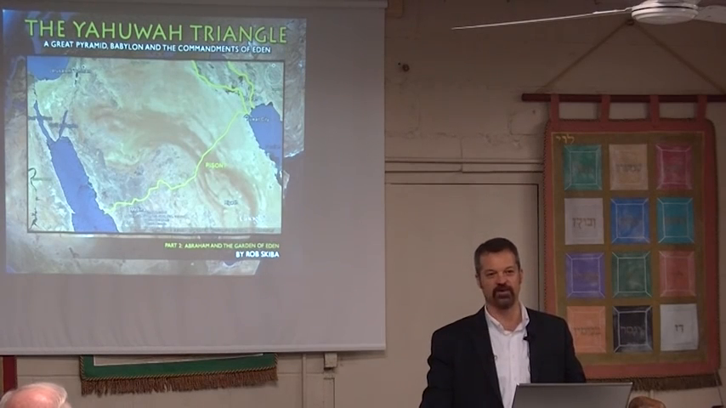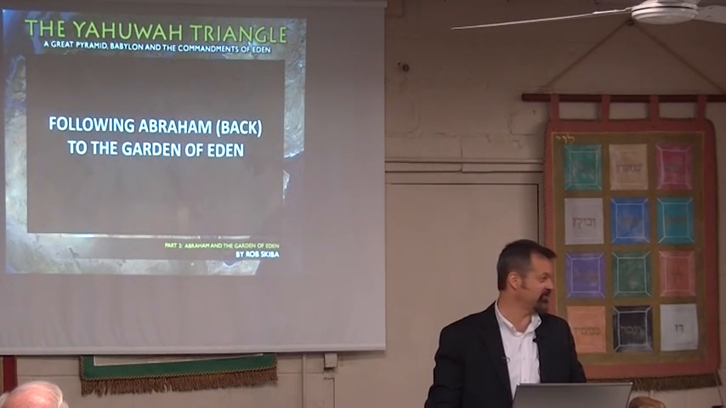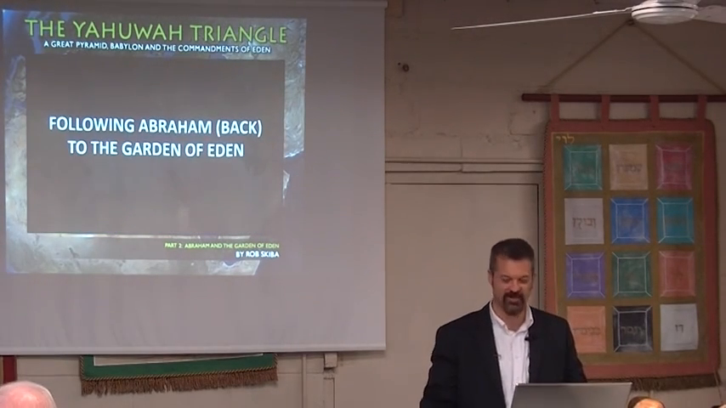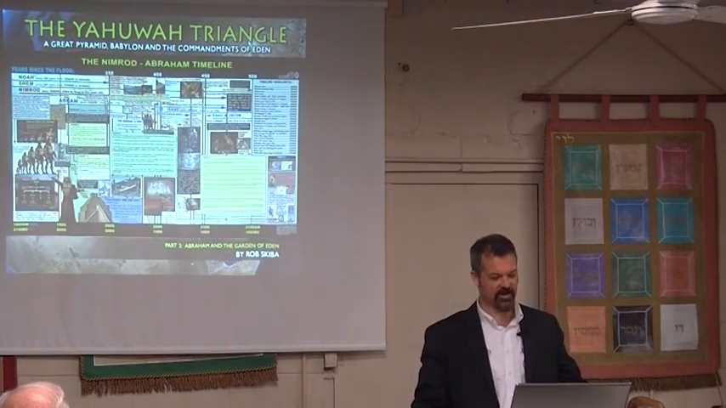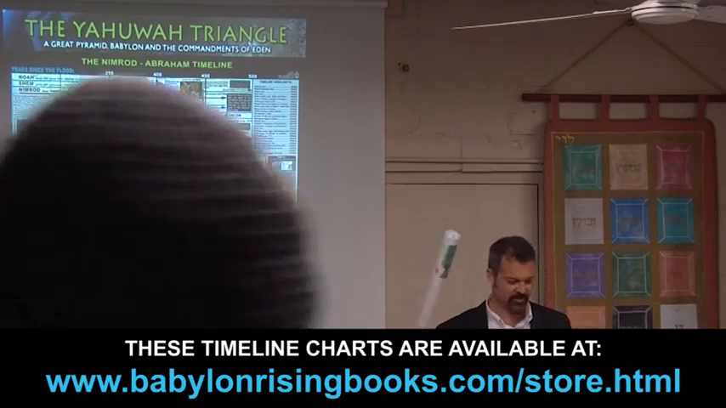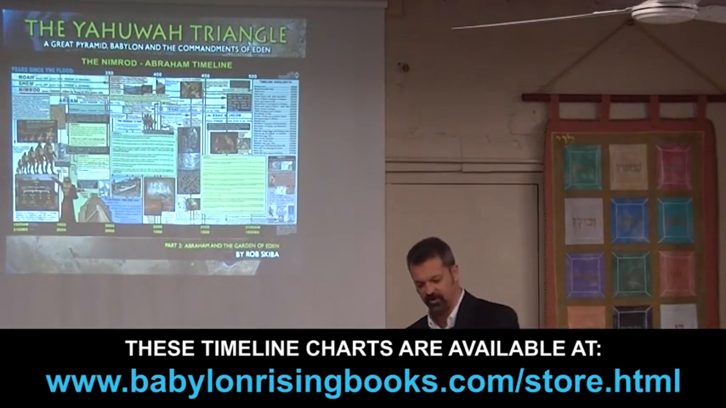So is there another way we could figure out where the Garden of Eden was? Yes, I believe Abraham is actually the key. And I believe that we can follow Abraham back to the Garden of Eden. I've got two timeline charts here. This is one of them, the Nimrod-Abraham timeline, because they were contemporaries.